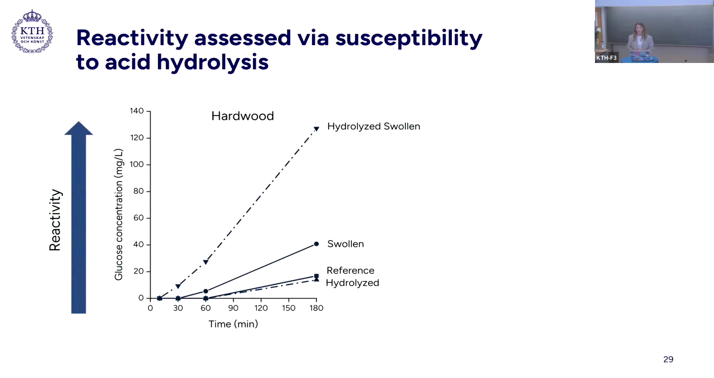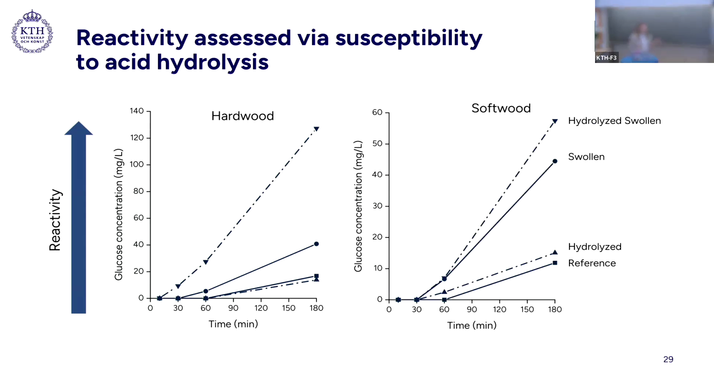And now for the reactivity of these materials. So instead of performing derivatization reactions, we did an acid hydrolysis, and we wanted to see how susceptible the structure is to acid hydrolysis. That means that we want to see how much glucose we can get out in the solution. And we measured this over time by taking out aliquots. So here we can see, just in line with the water retention value, that for hardwood you need to do some kind of pre-hydrolysis step to boost reactivity. But for softwood, we could see that, just like the water retention value, it responds very well to the direct swelling, and we get a high reactivity directly.